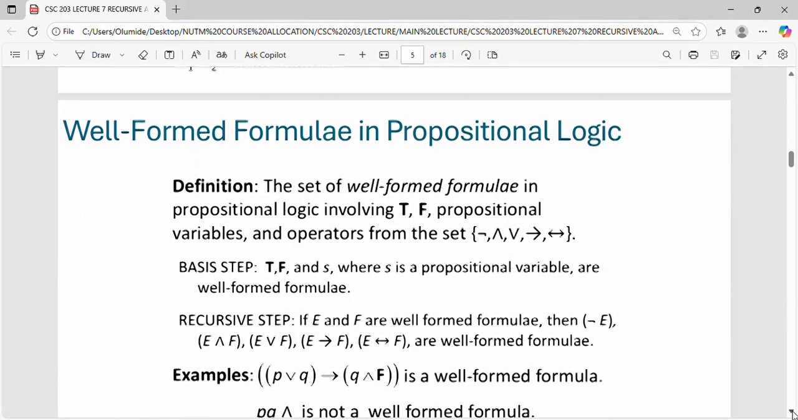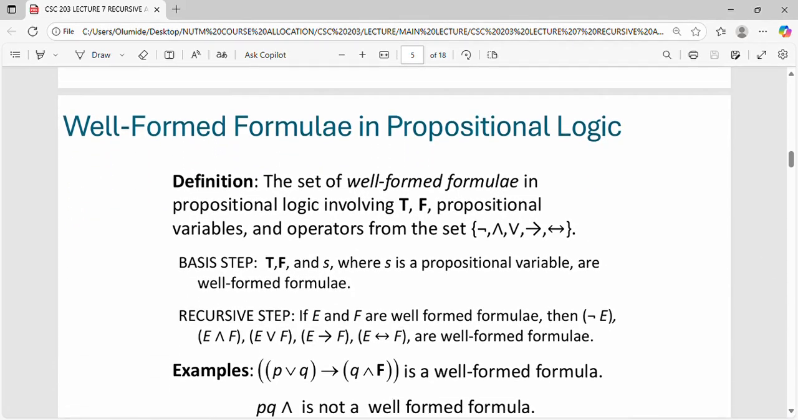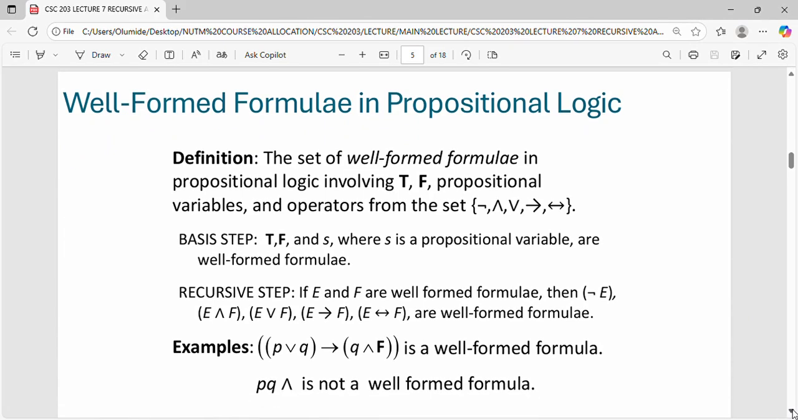Now, well-formed formulae in propositional logic, and we know the first lecture we had on this course. In this course, we had logical.